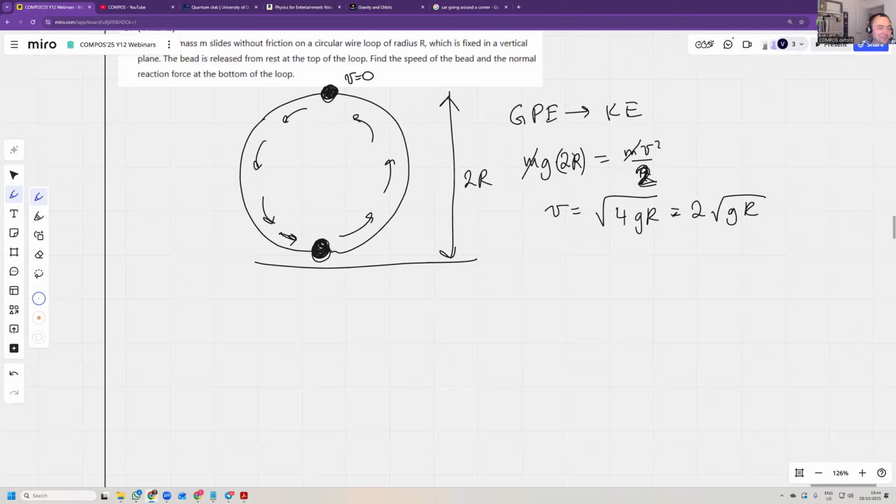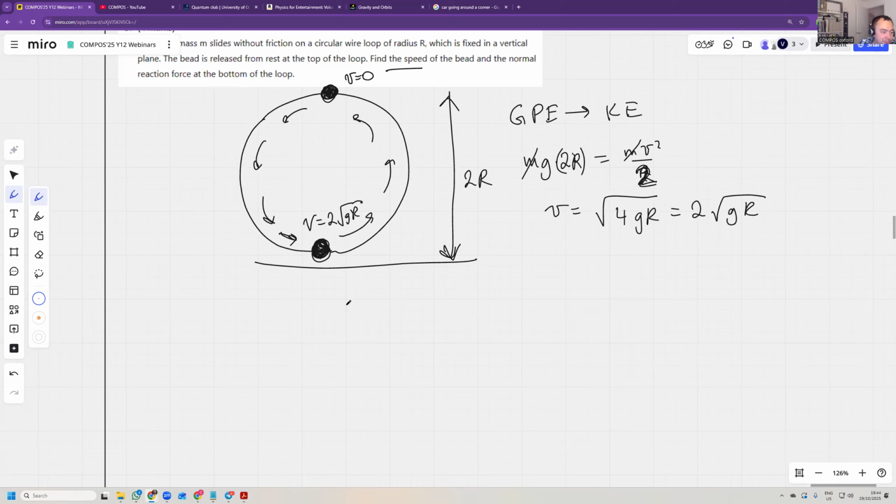Right, physics. Okay, so yes, the speed at the bottom of the loop when it reaches is 2 square root of gr. So we've established that. And now we need to find the speed, and the normal reaction at the bottom of the loop. So what do we mean by normal reaction force?